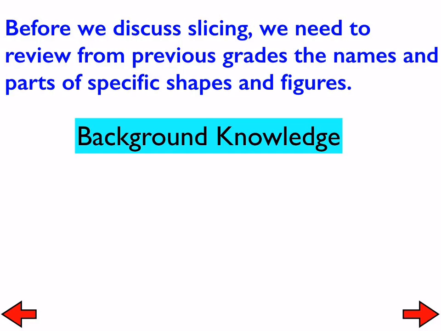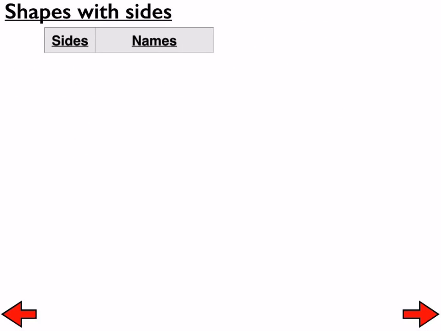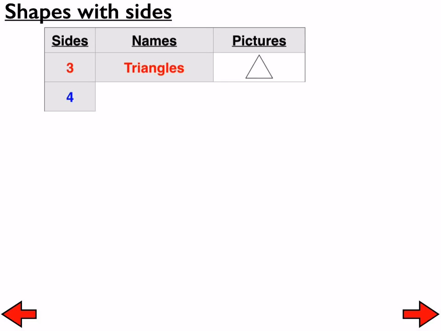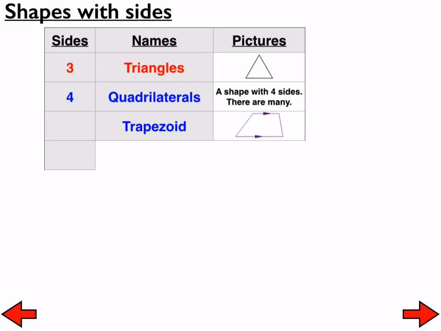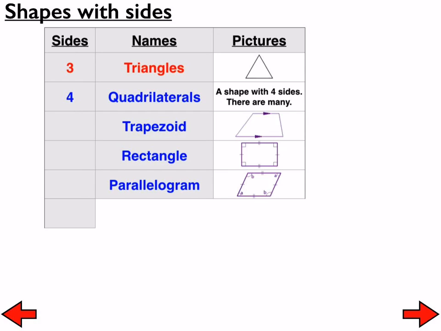We also need to talk a little bit about shapes and their names. We all know that a three-sided shape is called a triangle, and there are various types of triangles, but we're just going to stick with the name triangle for right now. Four-sided shapes, the main category of them is quadrilaterals, but there are specific ones like trapezoids, rectangles, and parallelograms. I've always thought of a parallelogram as a rectangle that got squished sideways, because the same attributes are true about both, except the angles that were 90-degree angles are no longer 90-degree angles.